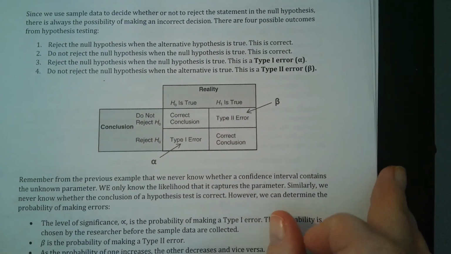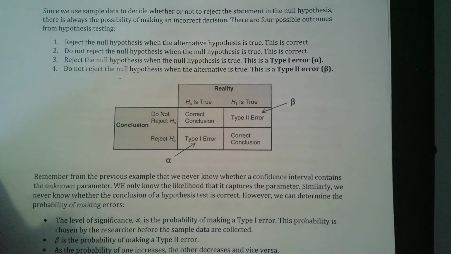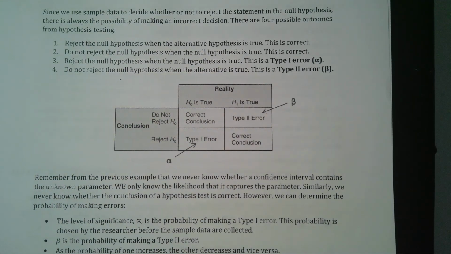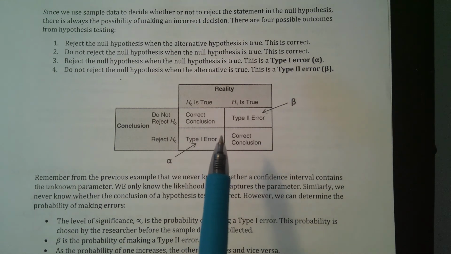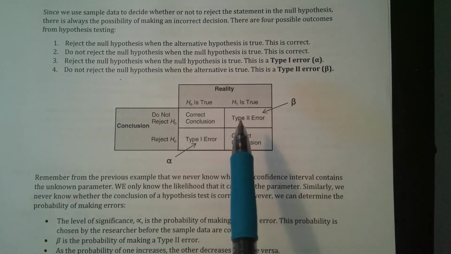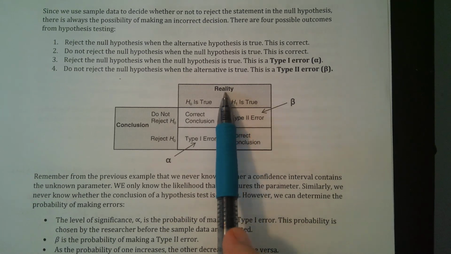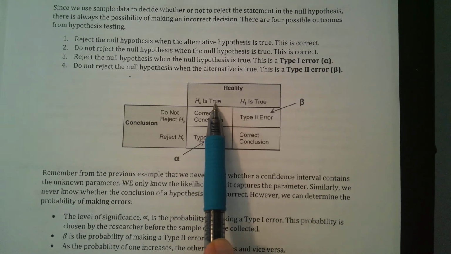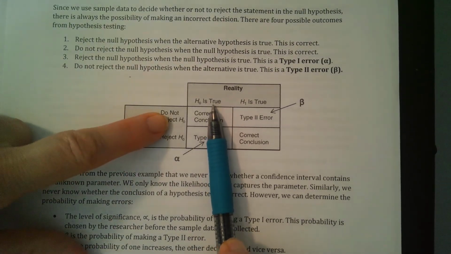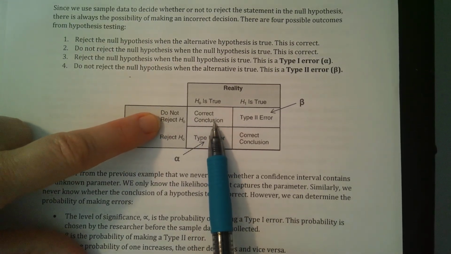Now, since we are going to be using sample data to decide whether or not to reject the null hypothesis, there is always the possibility of making an incorrect decision. So there are 4 possible outcomes from all hypothesis testing. So down here in the table, I've actually created a chart of the 4 different types of conclusions we can make. So let's say in reality, the null hypothesis is true, and let's say the conclusion is you don't reject it, so that would be the correct conclusion.